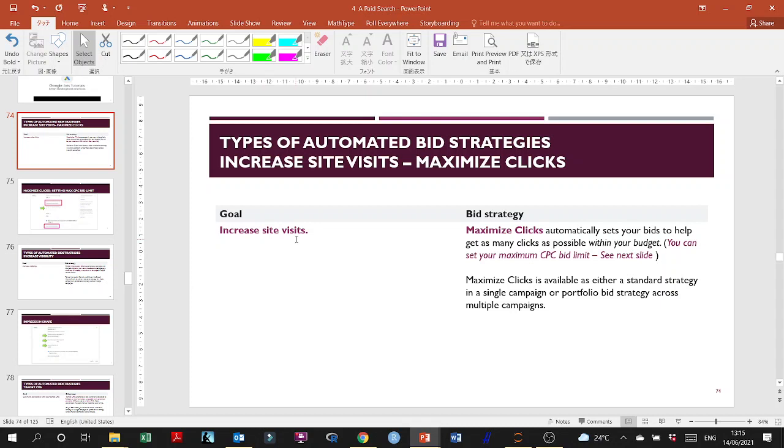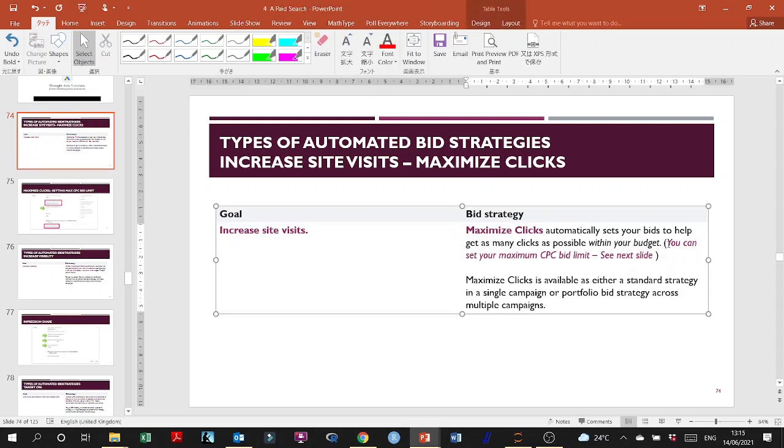If you want to increase site visits, you maximize clicks. With maximize clicks, you can automatically set your bids to help get as many clicks as possible within your budget. You can set your maximum CPC bid limit, but this will be manual. Maximize clicks is available as a standard strategy, like manual, in a single campaign. Also it is available as a smart bidding strategy, and also for a portfolio bid across multiple campaigns.